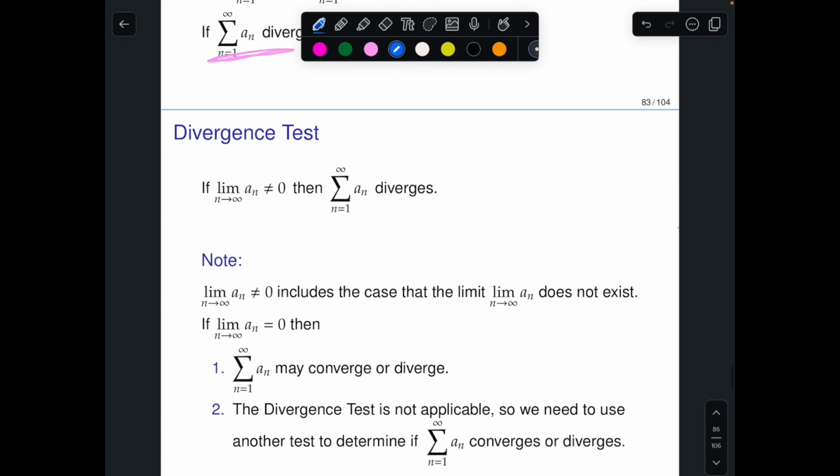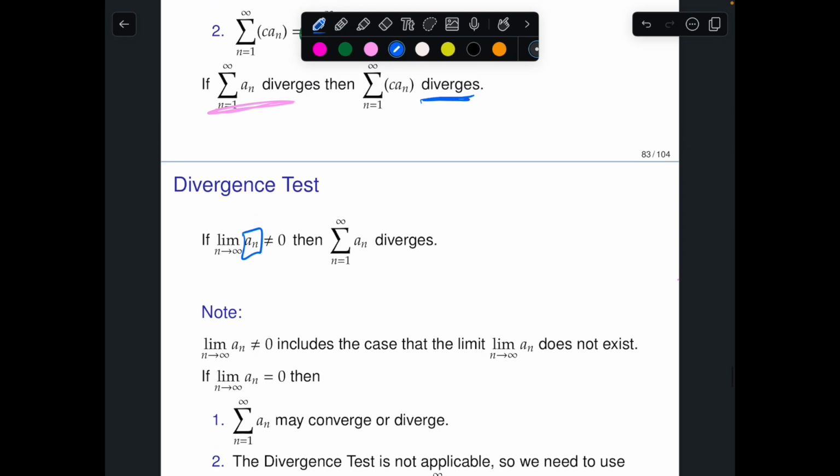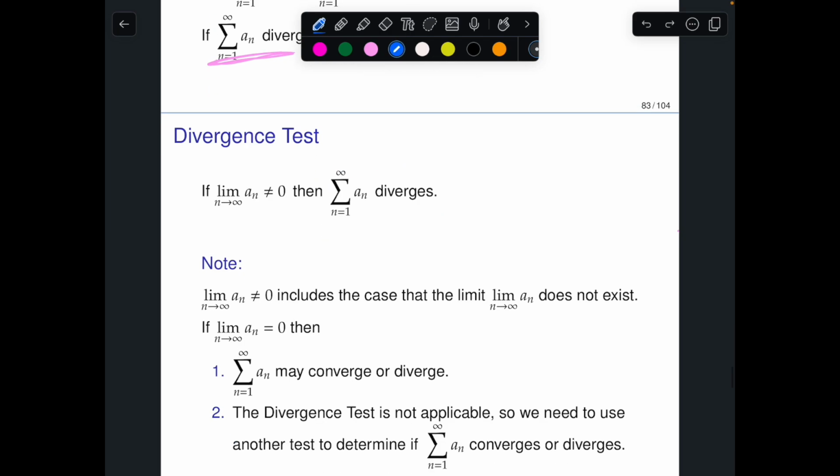The divergence test is you take the limit of whatever the function is inside the series, an, and if it doesn't equal 0, then that series diverges. Now, the important thing to note with this is that if it does equal 0, that doesn't mean it converges. It's not that it goes either way, converging or diverging. It just means that it diverges if it doesn't equal 0. And it says that here. If it does equal 0, then it may converge or diverge. It doesn't say it specifically does one or the other.